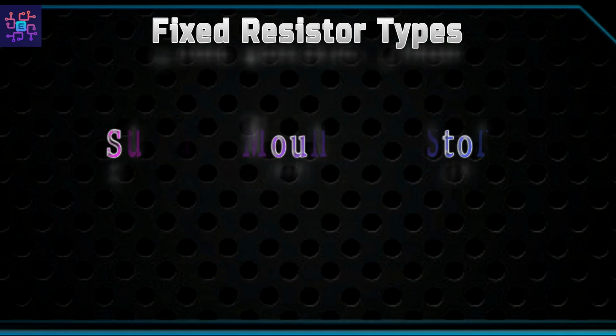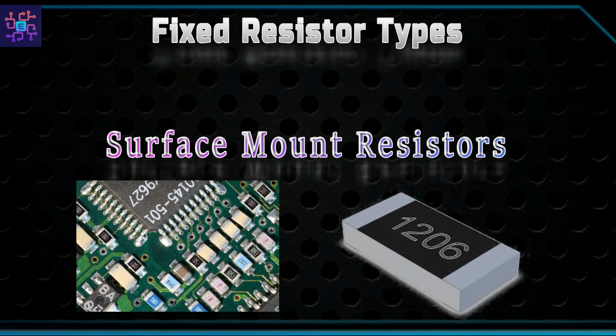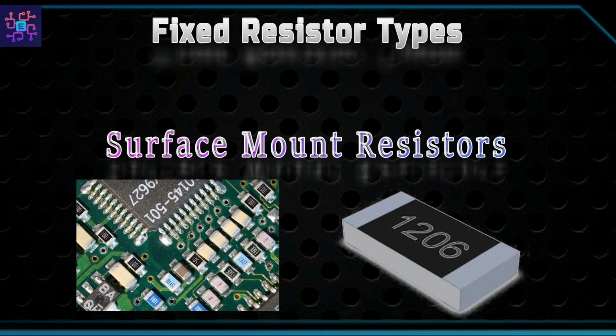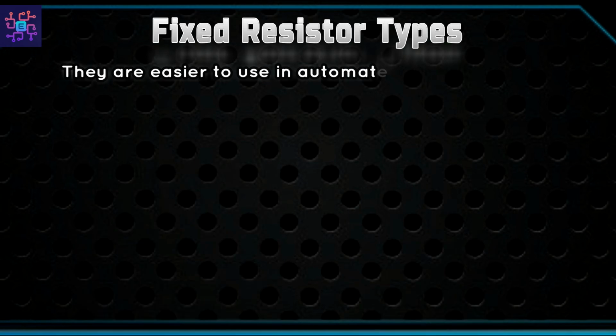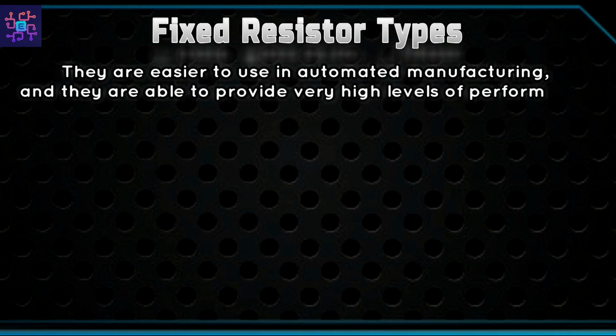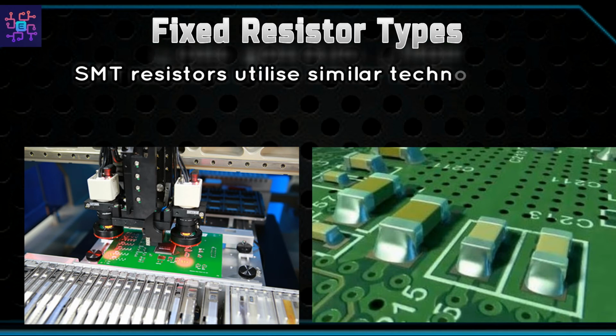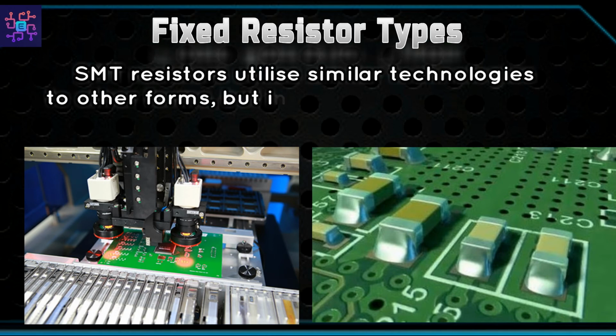Now we will see the surface mount resistor. Surface mount technology, SMT, is now the major format used for electronic components. They are easier to use in automated manufacturing and they are able to provide very high levels of performance. SMT resistors utilize similar technology to other forms but in a surface mount format.